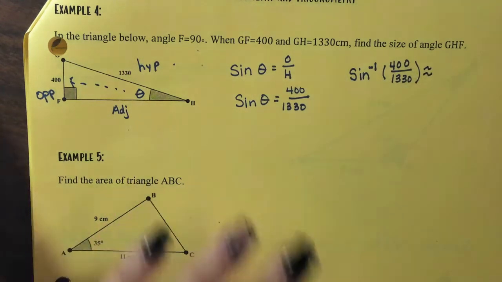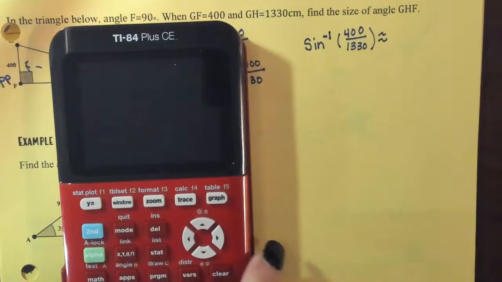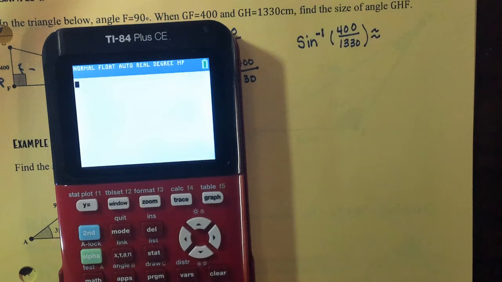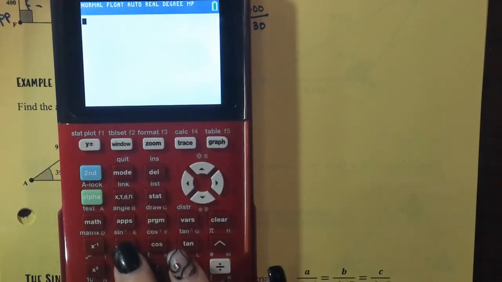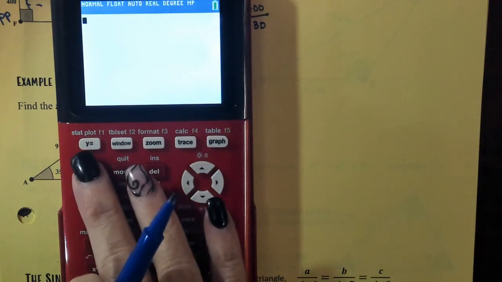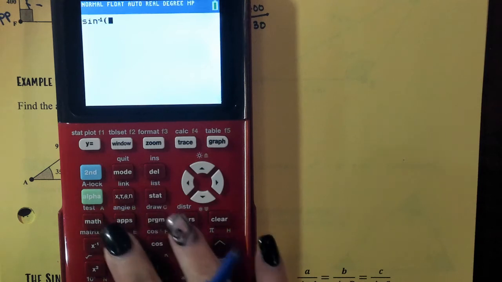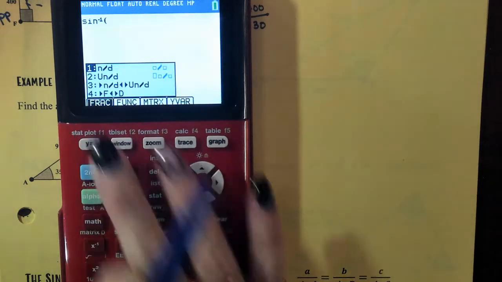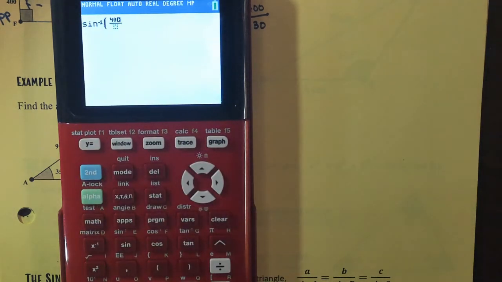What is that? So I'm going to take my calculator and turn it on, clear it out. So inverse sine is right here. See that sine to the -1? Inverse sine. And I'm going to do alpha y equals, and I'm going to put in 400 on top.